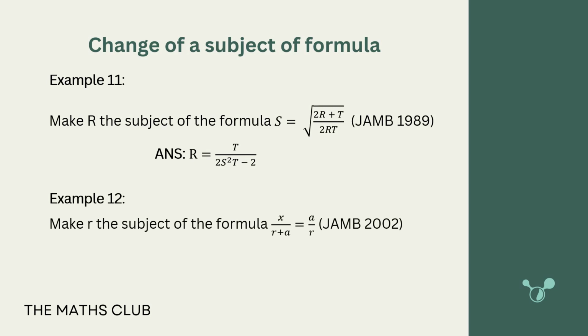Example 12 says that we should make r the subject of the formula where x over r plus a is equal to a over r. This is from JAMB 2002. I want you to pause the video and try this out. Welcome back. Let's solve it together.